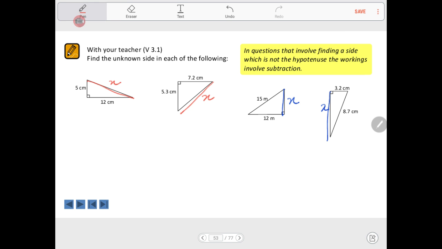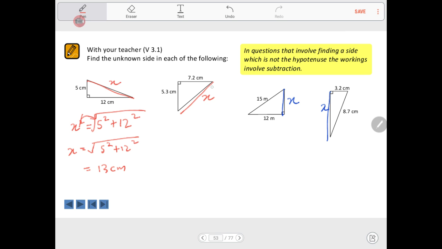Now, what we know is that x squared will be equal to 5 squared plus 12 squared. But of course we want to know what x is equal to, so we need to take this square over and make it the opposite, which is square root. So x equals the square root of 5 squared plus 12 squared. Okay, tap that into the calculator. And we get 13 centimetres.